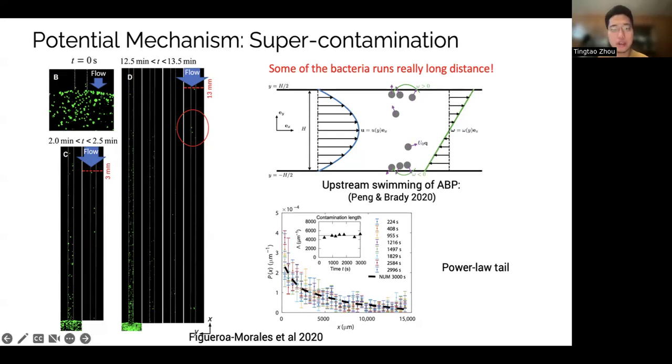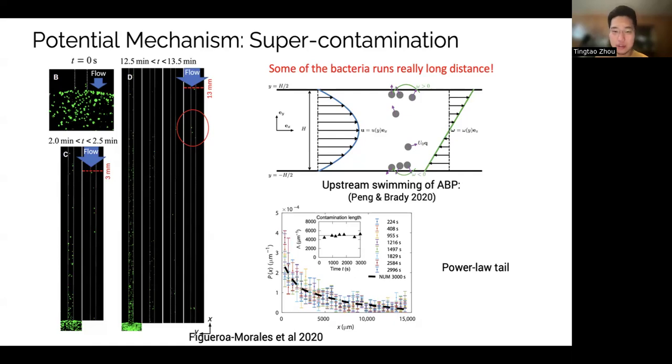And this is within about maybe 10 minutes. So some of these bacteria travel really, really long distances, okay? And that's going to be a surprise if you think of these bacteria as the active Brownian particles or the run and tumble particles that we just mentioned, right? Because for them, the long time behavior is always Gaussian. So I would expect something more or less of a Gaussian feature. But here they can travel really long.